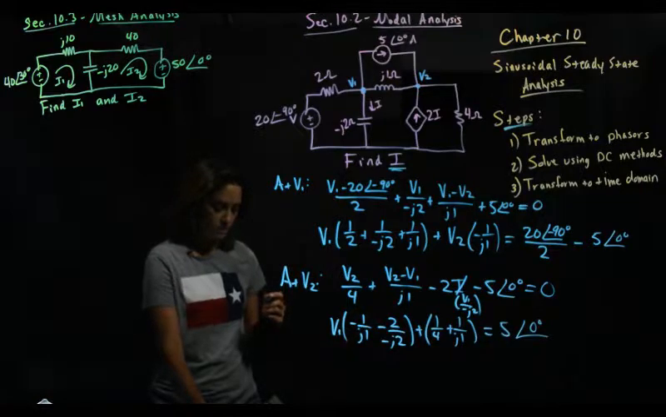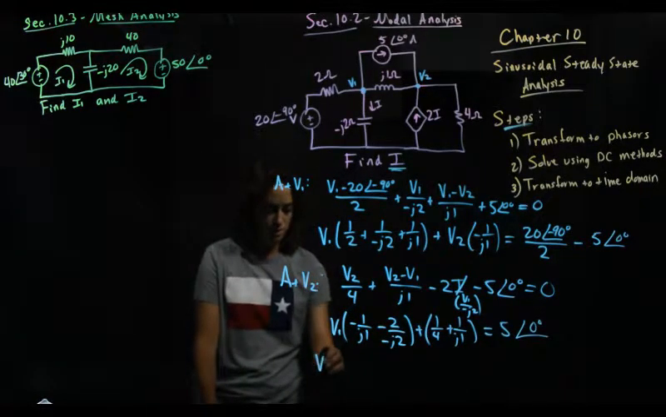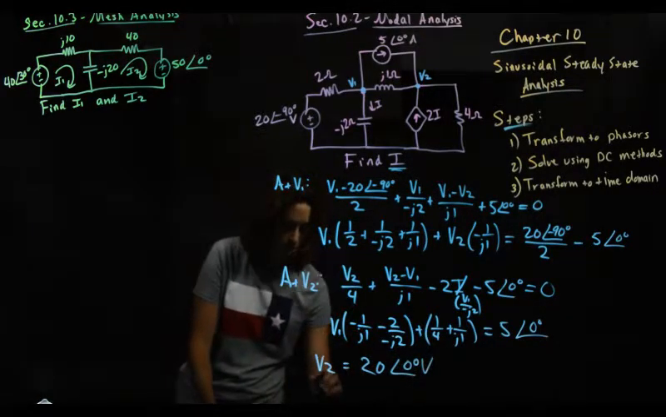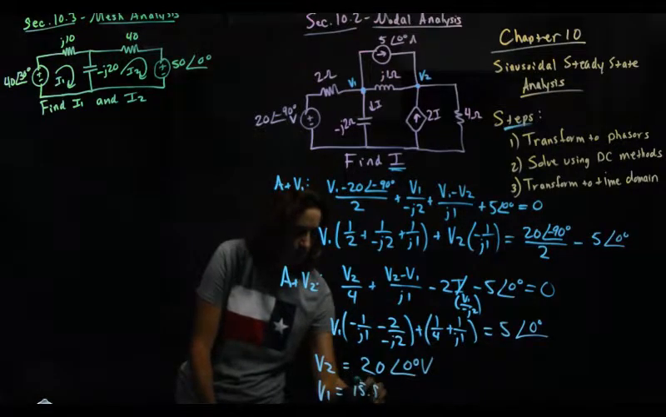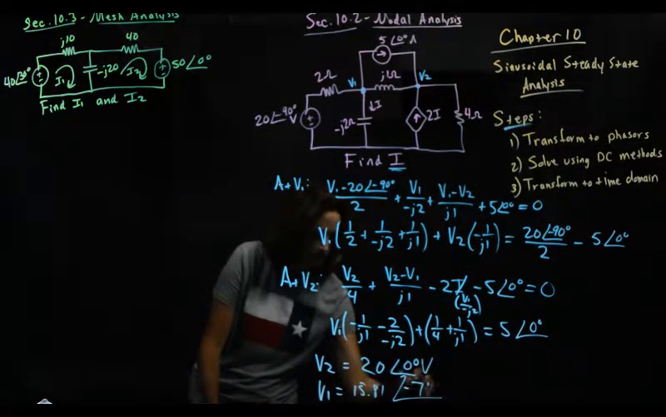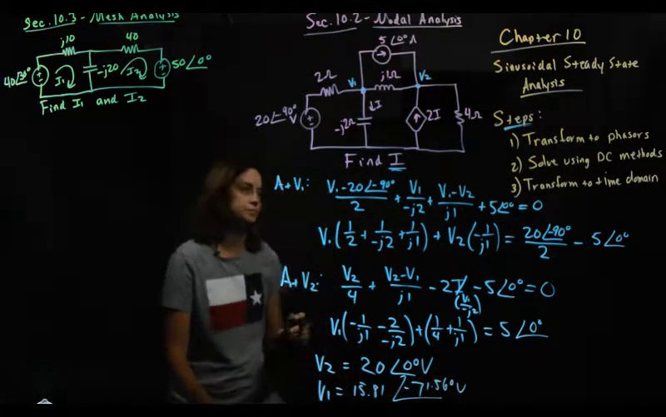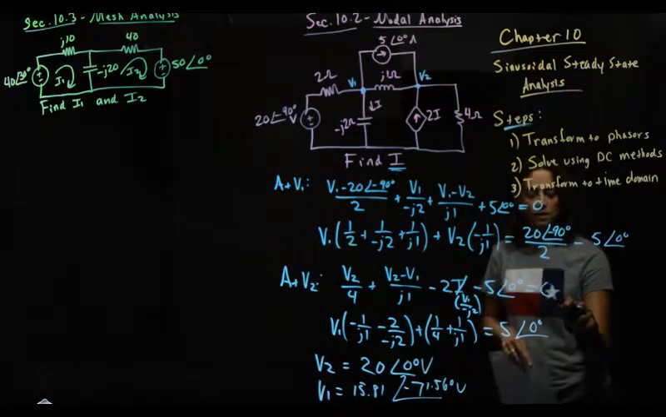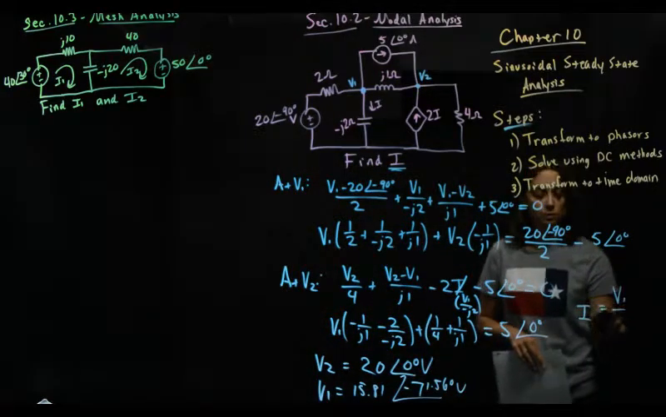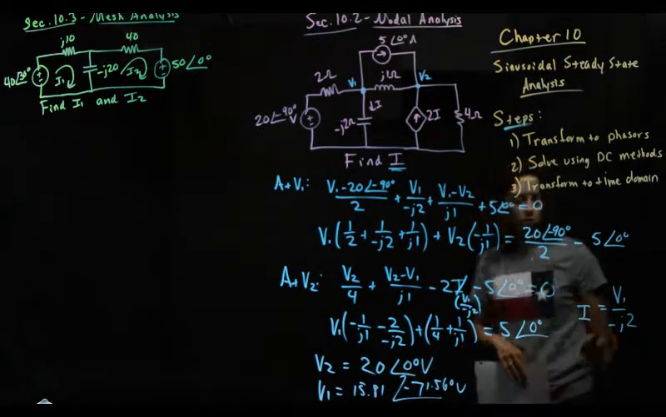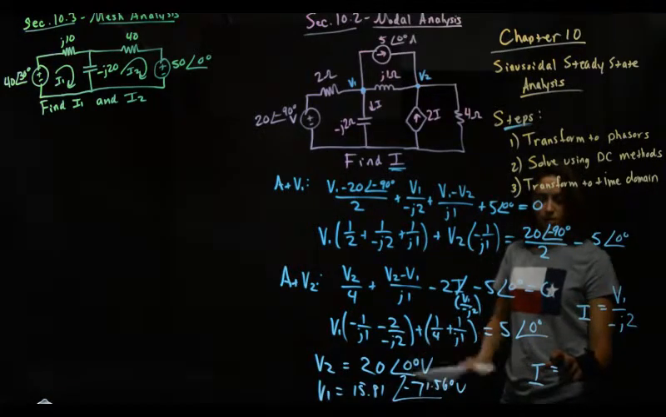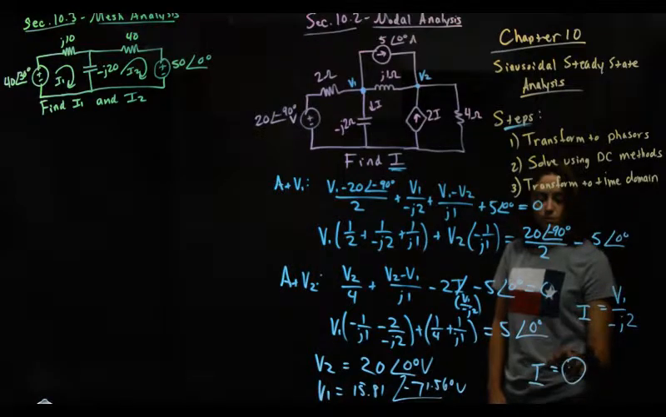All right, so if I solve these, I get V2, that's 20 angle 0 degrees volts, and V1 is 15.81 at an angle of minus 71.56 degrees volts. We were asked to find that I, this I right here. Come over here, I is V1 over minus J2. I plug V1 in, and I didn't even bother to write it down. You get some sort of number with hair and ears.